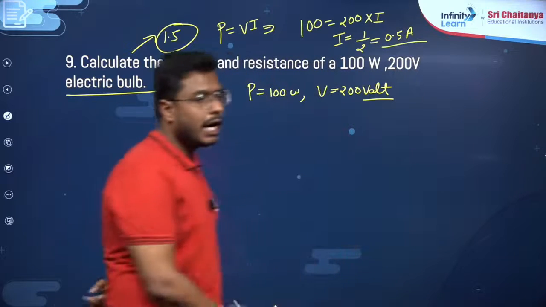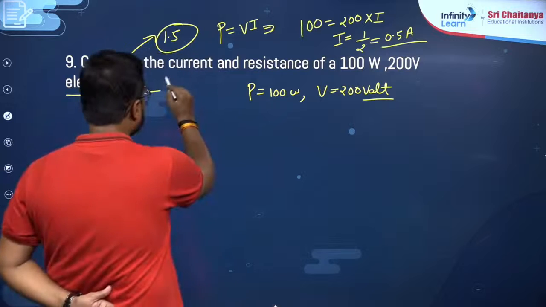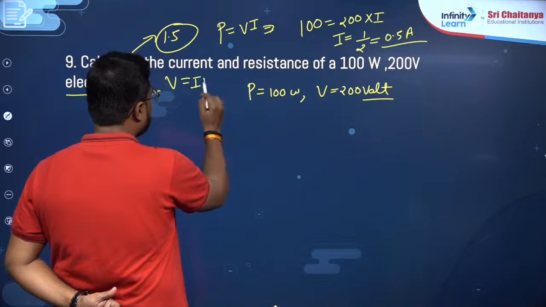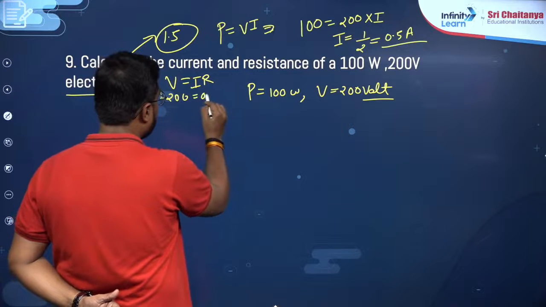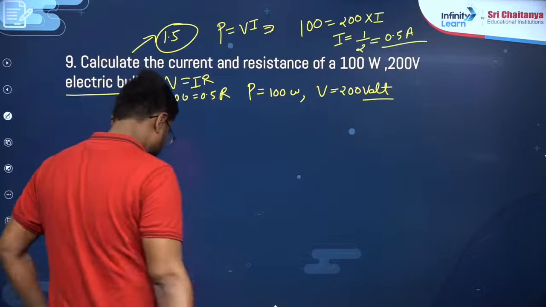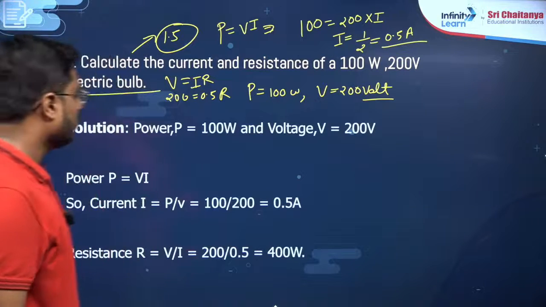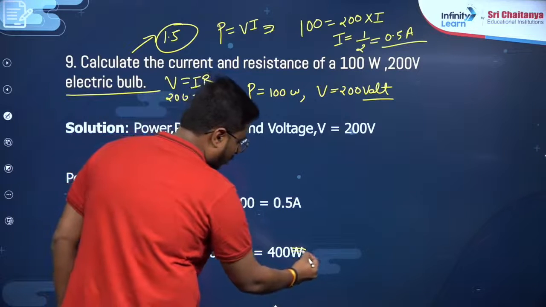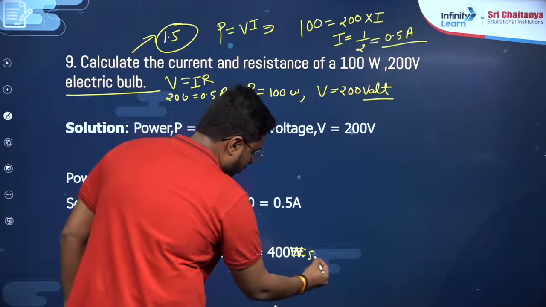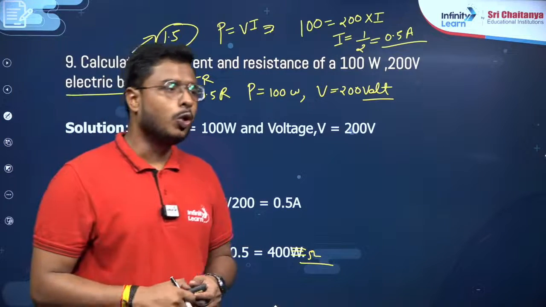Now you got the current. How to calculate the resistance? We all know the Ohm's law. V is equal to IR. So potential is given here 200. The current is 0.5. You will get the value of resistance. Quickly solve it and tell me the answer which you are reading here. So the answer will be, when you are going to divide, that will be 400 ohm, not watt. This should be ohm, right? Because for the resistance, the standard unit is ohm.